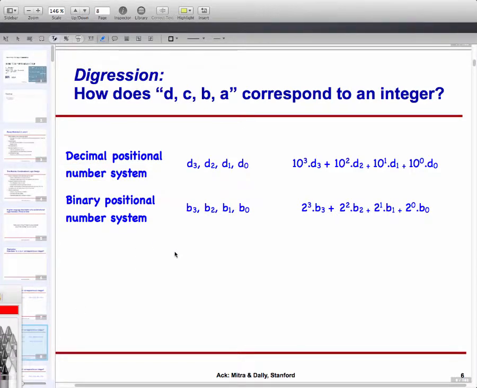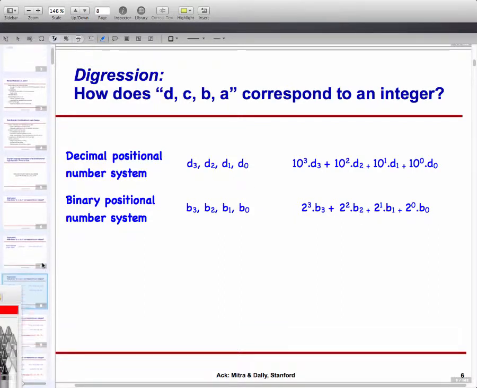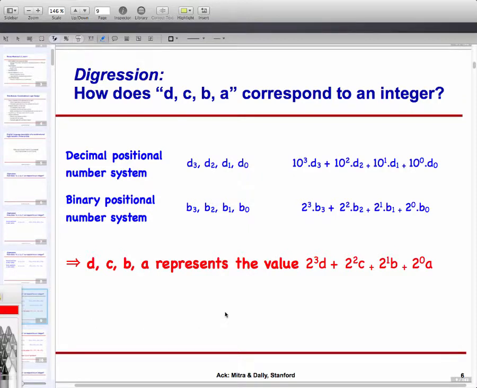In the binary one, instead of 10, we have 2, and instead of digits, we have bits. So if I have B3, B2, B1, B0, then the value of the number is B0 times 2 to the power 0 plus B1 times 2 to the power 1 plus B2 times 2 to the power 2 and B3 times 2 to the power 3. So the positional values are now 1, 2, 4, 8, 16, so on and so forth. So DCBA represents this number, 8 times D plus 4 times C plus 2 times B plus 1 times A.